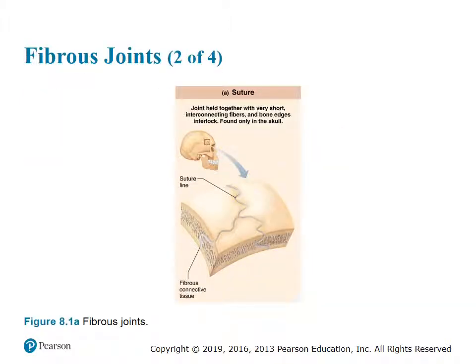That's what we see, right? Here's that little jagged line representing a suture. Here's another suture right there. All right, those are your sutures.